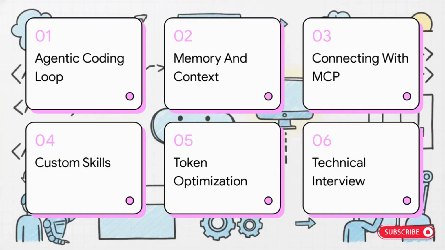Here is our roadmap to get you production ready today. We'll start with the agent decoding loop, move into project memory and context, look at connecting tools with MCP, and building reusable custom skills. Then we'll tackle optimizing token consumption, and finally, ace the technical interview.